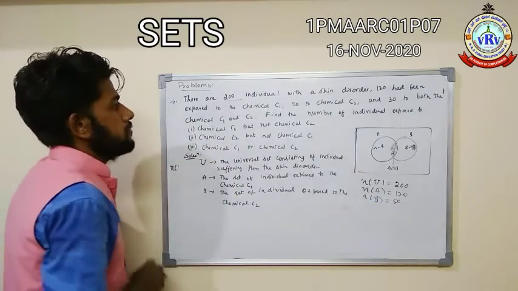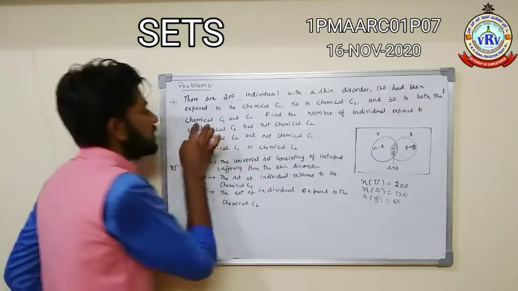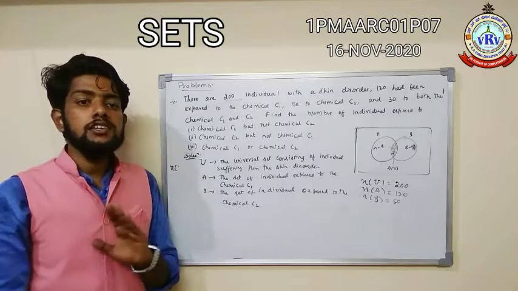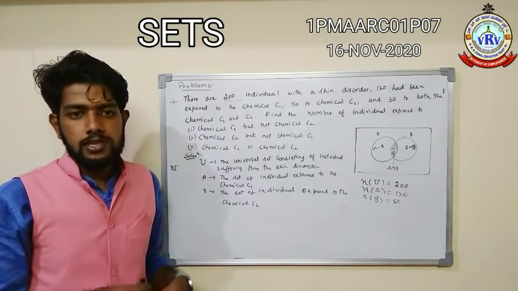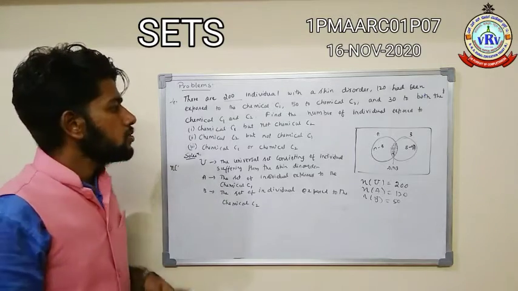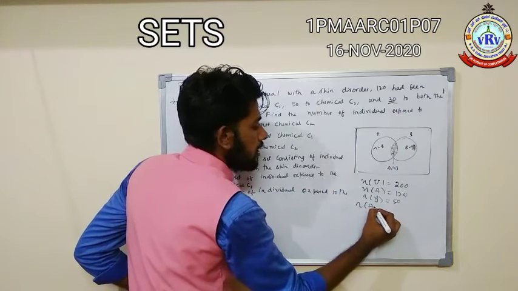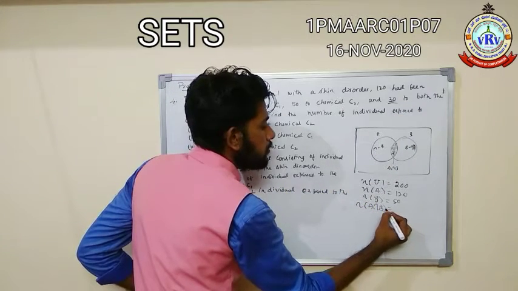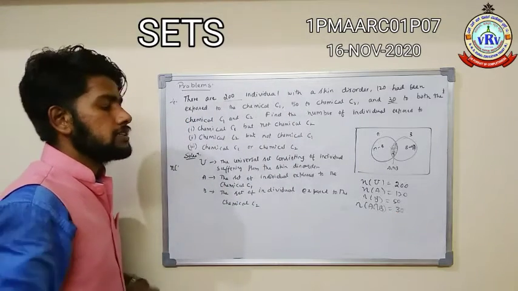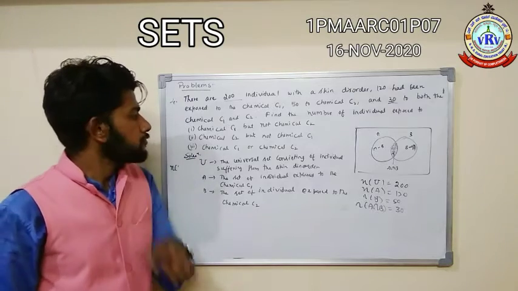And also they are given 30 to both the chemical C1 and C2. Both means we are taking the intersection of these two sets. So this 30 is N of A intersection B, both the sets. That number they are given. N of A intersection B is equal to 30. What do we have to find?